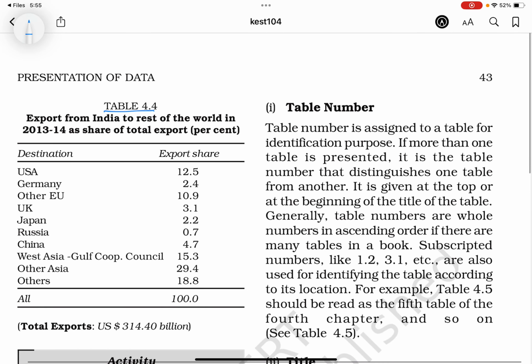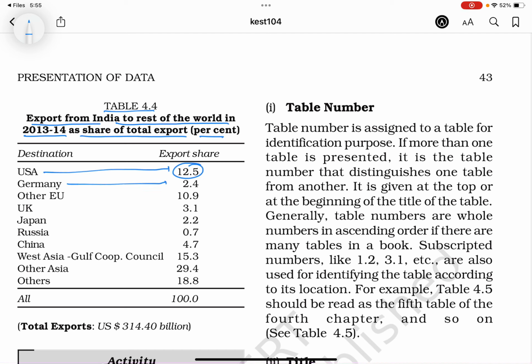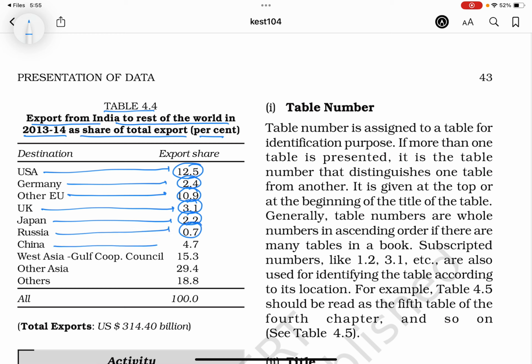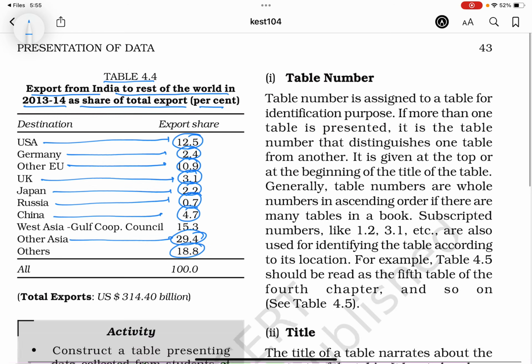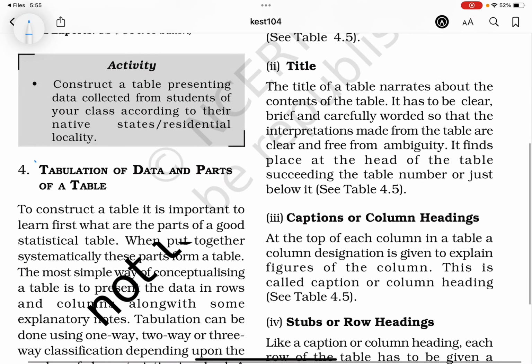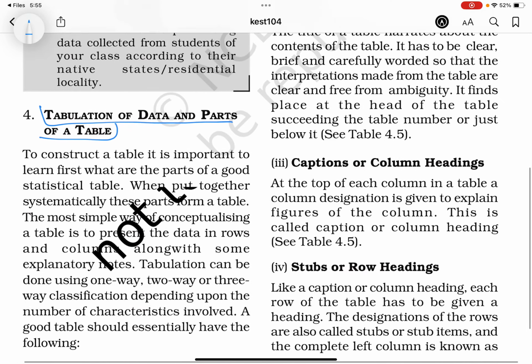Table 4.4: Export from India to the rest of the world in 2013-14, share of total export in percent. USA 12.5, Germany 2.4, other EU 10.9, UK 3.1, Japan 2.2, Russia 0.7, China 4.7, other Asia 29.4, others 18.8. Tabulation of data and parts of a table.